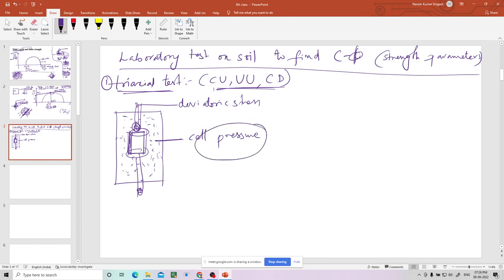So cell pressure and deviatoric stress are the two things applied on this soil sample. When you continuously apply the cell pressure and then the deviatoric stress, at one point the soil will fail. When the soil fails under the cell pressure and deviatoric stress, we will find out what is c and what is phi. Now let us see in the magnified figure.